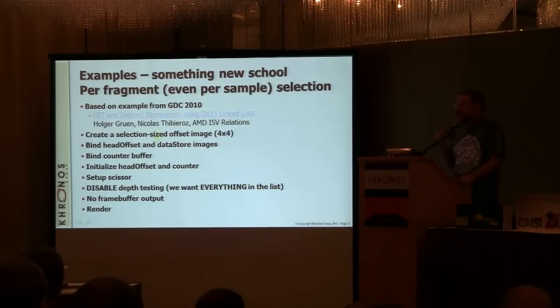So we're going to create a selection size offset image. My example is showing you a 4x4. We're going to bind a head offset and a data store image. We're storing both where the pointer to the head of the list on that pixel is, and the data store for the actual records. We're going to bind a counter buffer, initialize the head offset and counter buffers, set up the scissor, disable depth buffering, no frame buffer output, render, and voila, we'll end up with a shader that does only side effects.